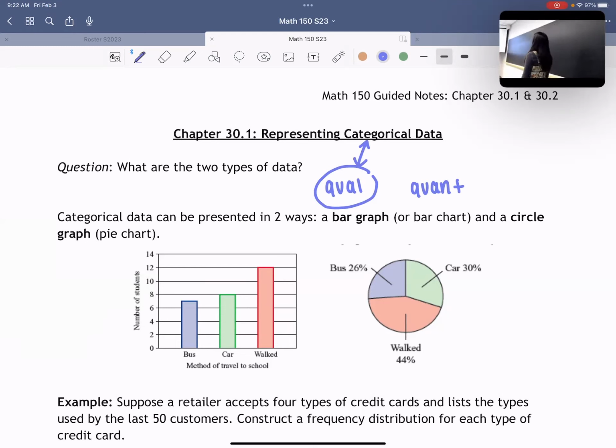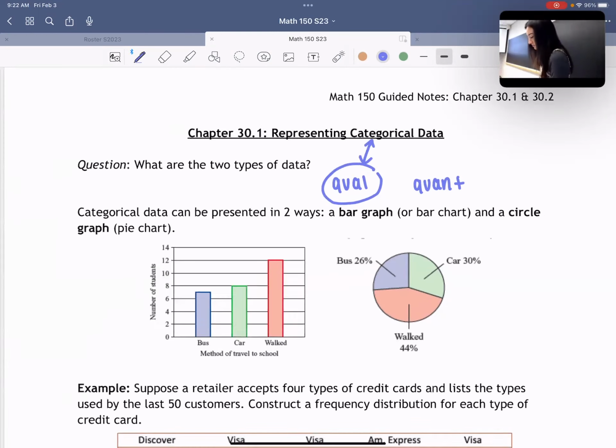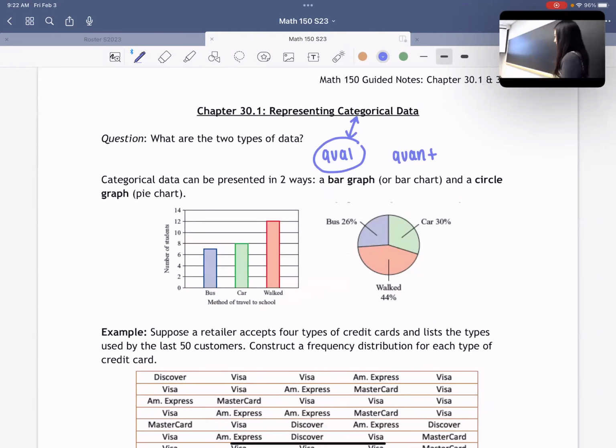So I think we've seen all these types of graphs before, but it's actually kind of interesting how to make the second type of graph that we talk about. First of all, we can represent things with a bar graph or a bar chart or a circle graph or a pie chart, right? So let's just go over how we go about doing these.